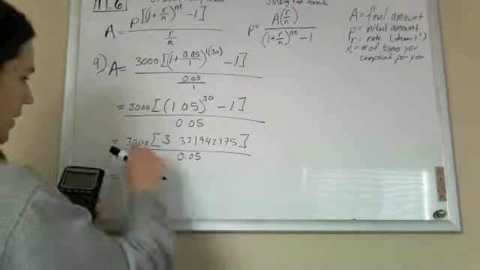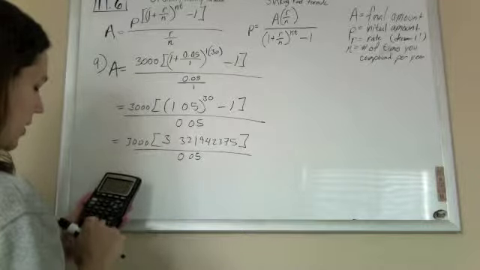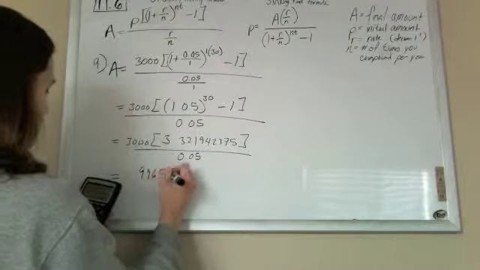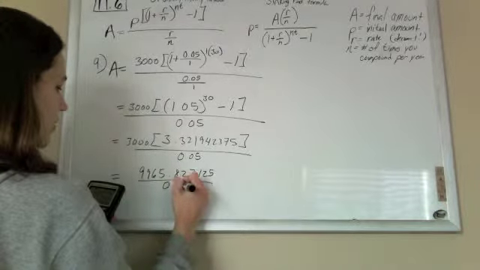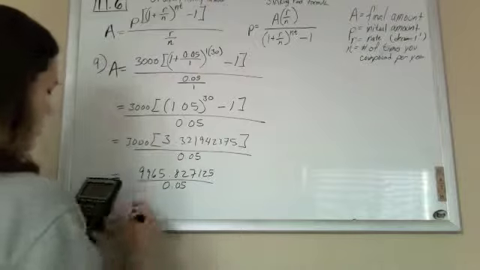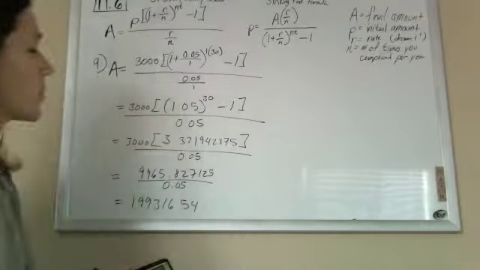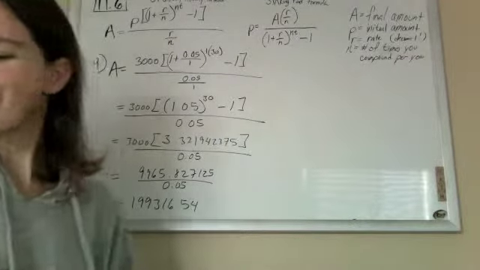So now you're going to multiply the 3,000 times 3.321942375, and you get 9965.827125. Divide that by 0.05, and you get 199,316.54. Let me just check that. Yep, it's looking good.